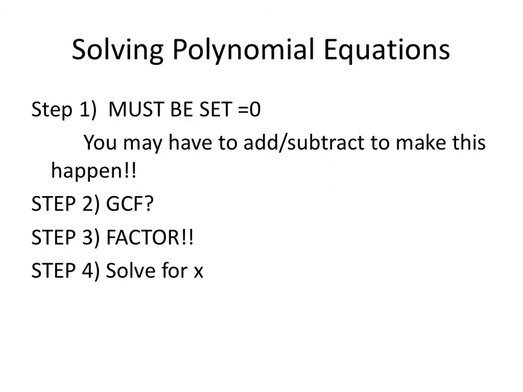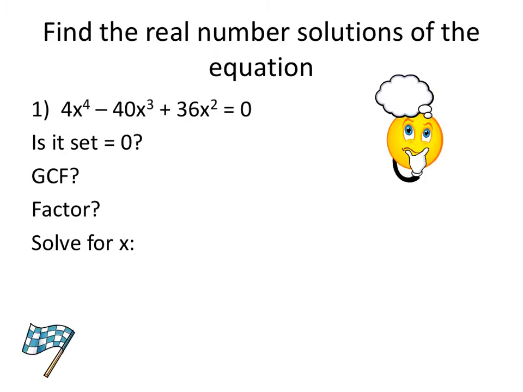Let's go ahead and start with the new stuff. We're going to look at solving polynomial equations. Basically, we're doing what we did just a second ago, and then setting everything equal to 0 to solve for x. All right, so we'll take this problem, make sure it's set equal to 0, so this guy's good. Does it have a GCF? 4 goes into all of those, and x squared goes into all of those. So then we're going to factor it.